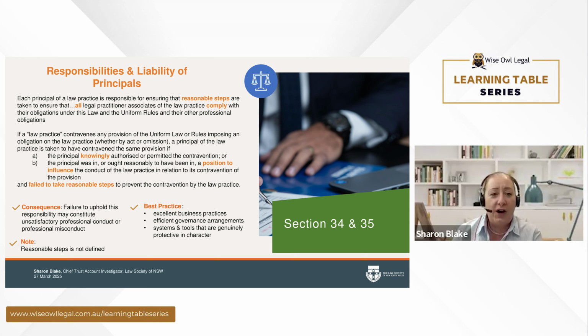So, what are your obligations? Well, a principal of a law practice is responsible for ensuring all associates comply with their trust obligations.